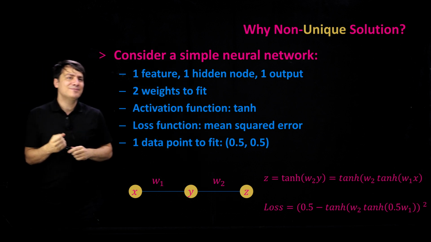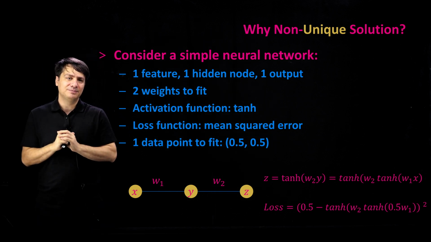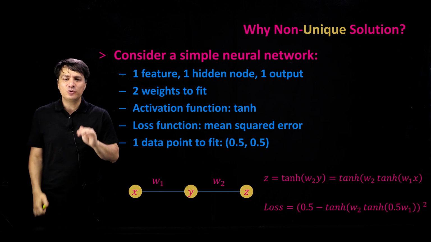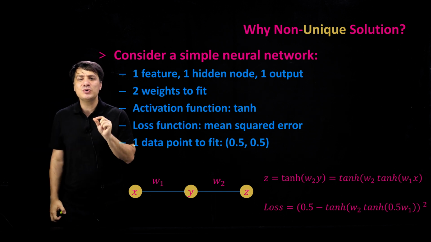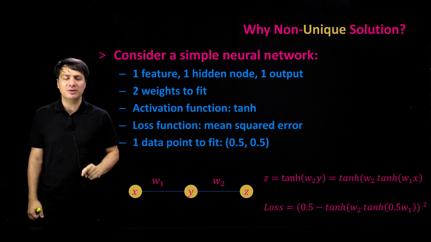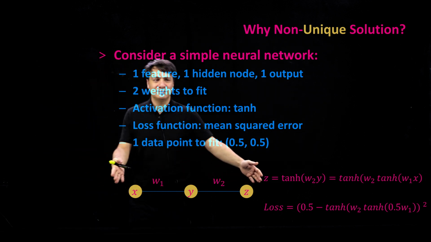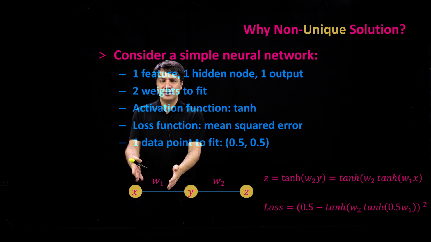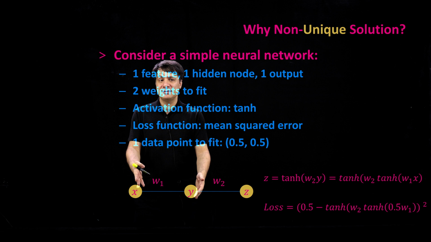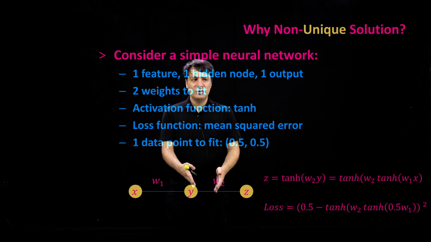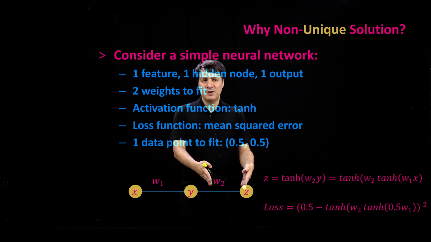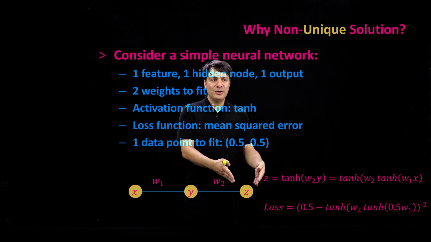But I'm going to show you what it means with a very simple example. And this is the intuition behind why you get a non-unique solution every time you're training a machine learning model. Imagine you have the simplest neural network. There's one input, x. You multiply x by a constant, W1. Then you get to a middle layer, y. You apply a tanh hyperbolic function to y. Then you multiply that y by W2. And you apply another tanh hyperbolic function to get z, which is the outcome.